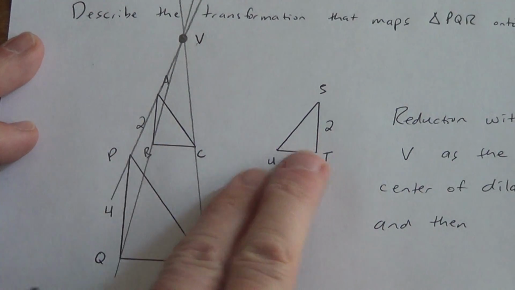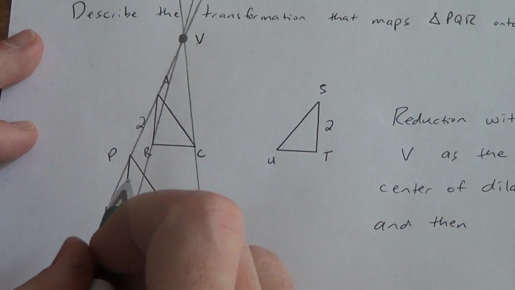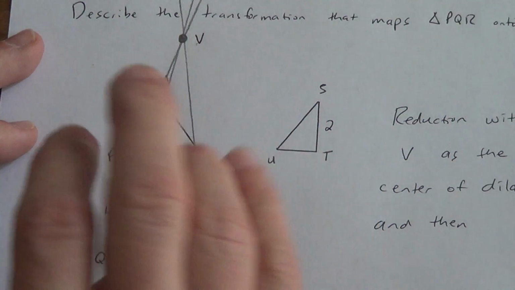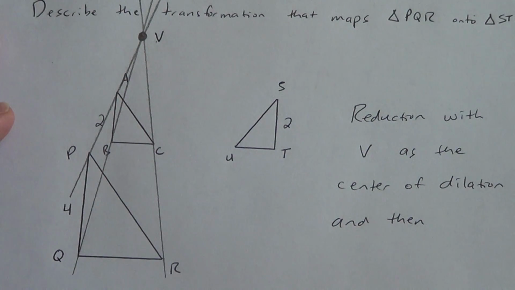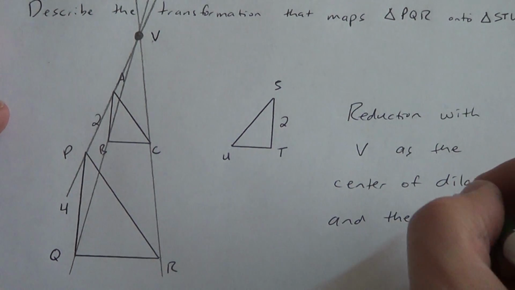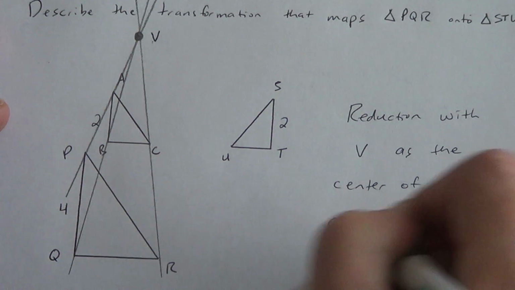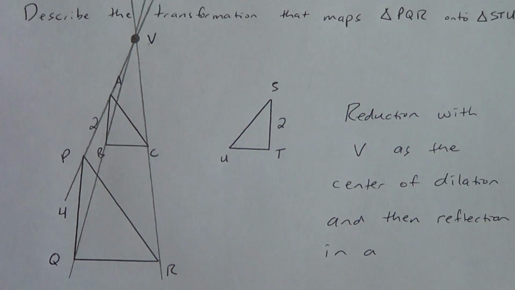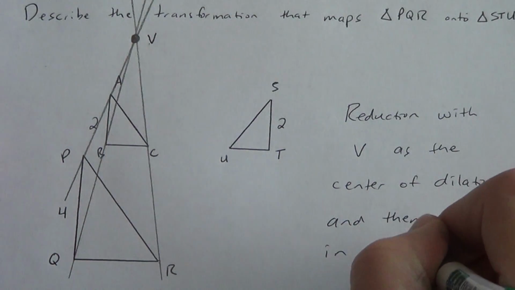If I go from here to here, is it a slide? Is it a rotation? Remember, slide is called a translation. Is it a rotation or is it a flip, a reflection? Well, if you're looking at it, it should be pretty easy to tell by the angles that it's a reflection. A reflection in a what? Remember, reflections always happen in lines. So what kind of line would that be? Looks like it's in a vertical line.